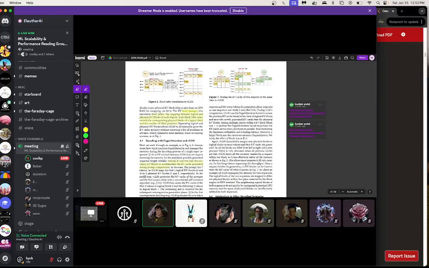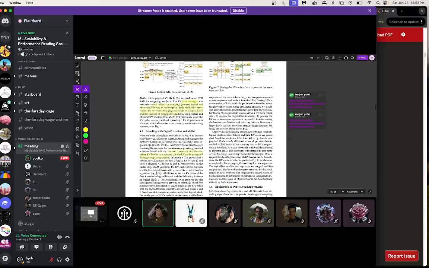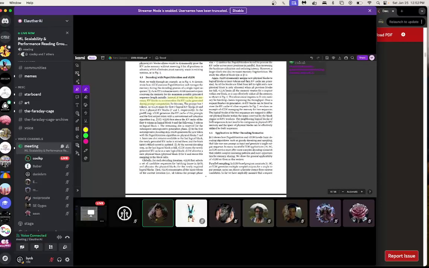In their example, they go through this example here. There are 7 tokens here. The prompt has 7 tokens, so vLLM maps the first 2 logical KV blocks to 2 physical blocks. In the prefill step, vLLM generates the KV cache of the prompt and the first output token with the conventional self-attention algorithm. vLLM then stores the KV cache of the first 4 tokens in logical block 0 and the following 3 tokens in logical block 1. The remaining slot is reserved for the subsequent autoregressive generation phase. Here the block size is 4, so each block can have 4 tokens in it.